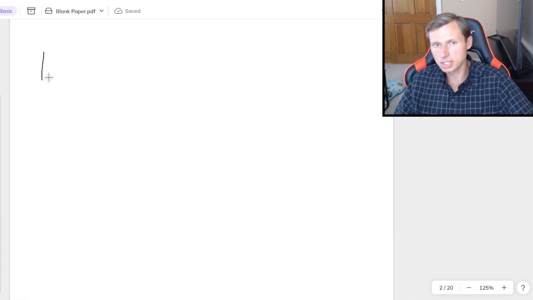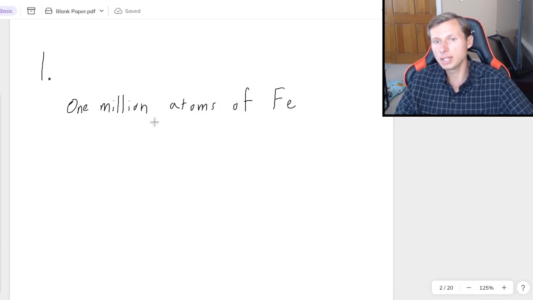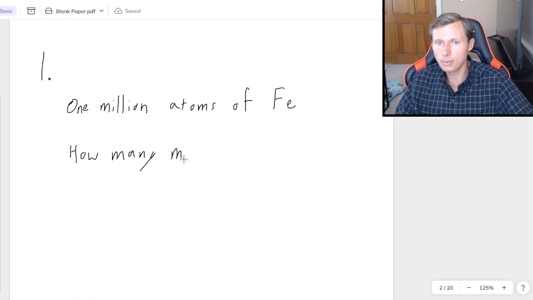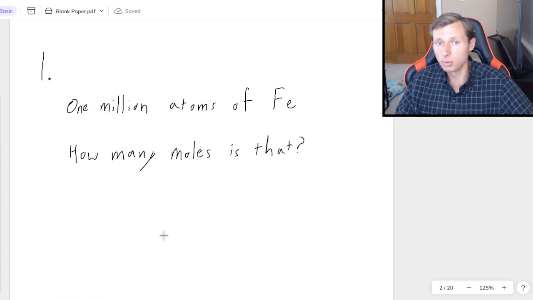And so now let's look at some examples of how we can use Avogadro's number to answer some basic questions. Let's say I have 1 million atoms of iron, Fe, and I want to know how many moles is that? Well, let's find out. 1 million is a big number. It's probably a lot of moles.